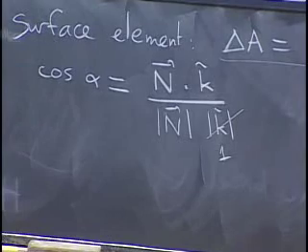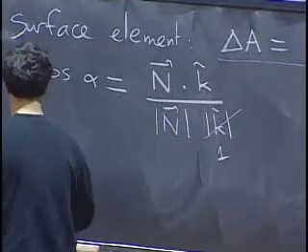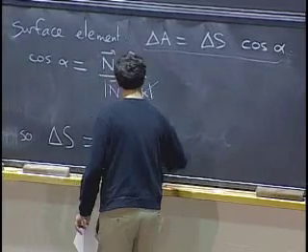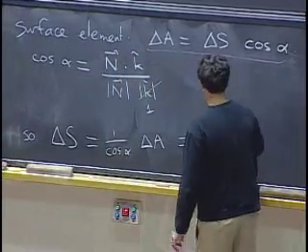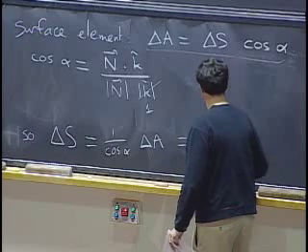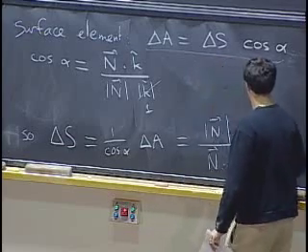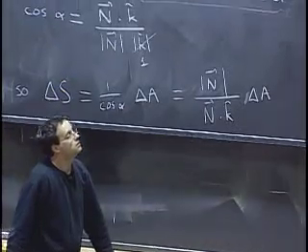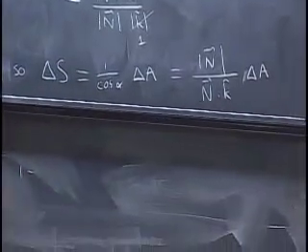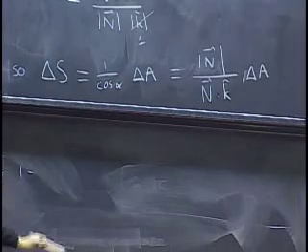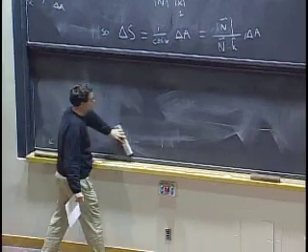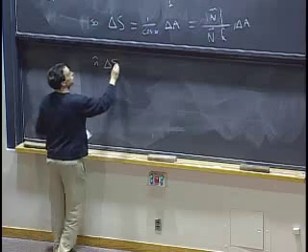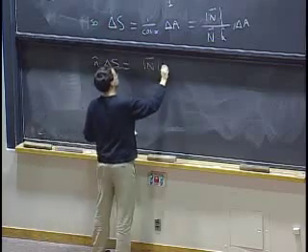So now I'm going to say delta S is going to be 1 over cosine alpha delta A, and I can rewrite that as length of n divided by n dot k times delta A. Now let's multiply that by the unit normal vector, because what we care about is not so much dS, but actually n dS.